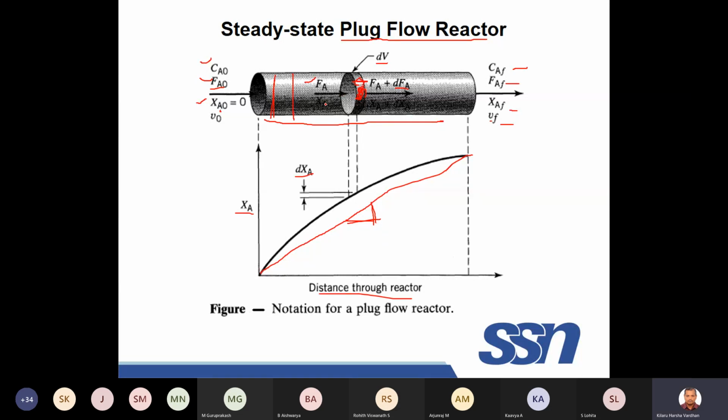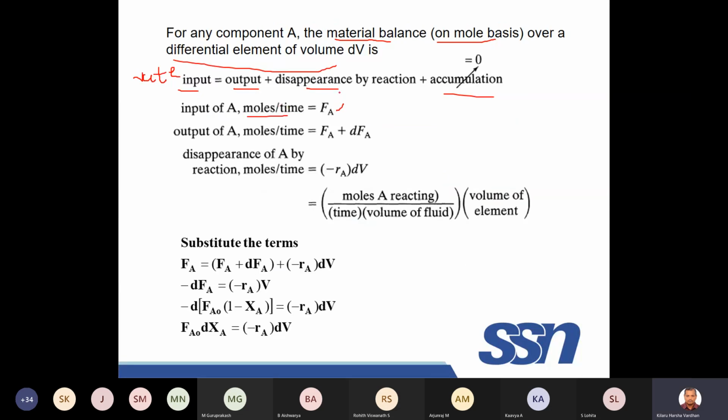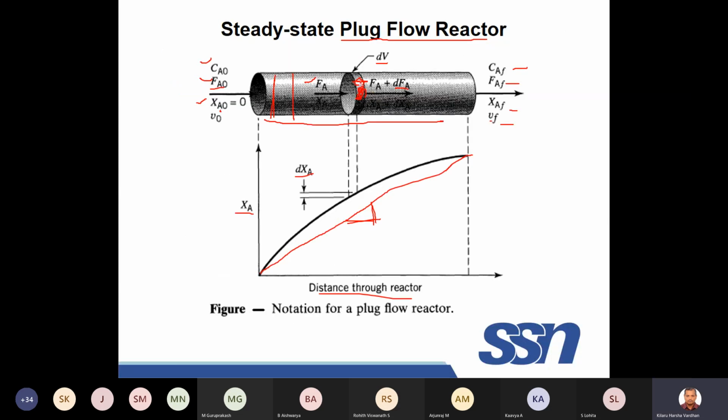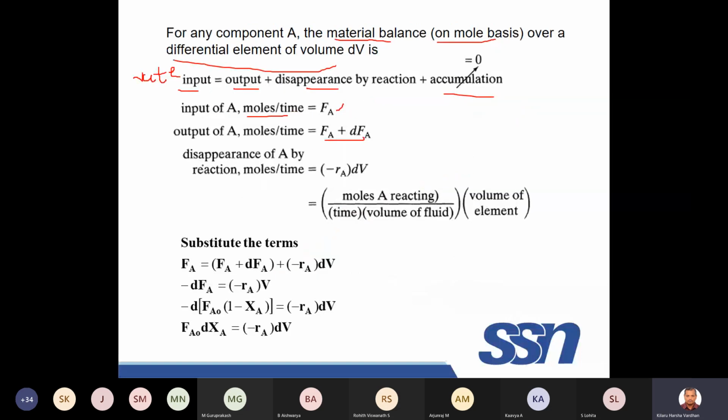Putting here, FA is nothing but moles per second. What is the output? FA plus dFA. That is the elemental strip. It is changing. Therefore, FA plus dFA. And how much is the disappearance? Disappearance is nothing but minus RA into dV, because 1 by V we get, right? So volume of the fluid and volume of the fluid get cancelled out. So you are left with moles of A per time. That is what you have to use.